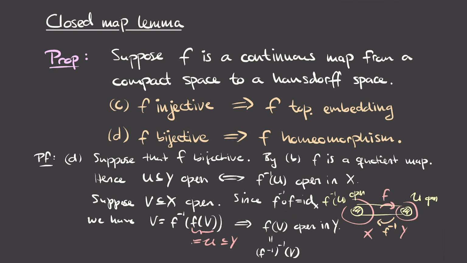Let's recap what we've done. So we started with some open set in X, and then we used the fact that f has a set theoretic inverse together with this property we established above, which follows from the fact that f is a quotient map, to prove that the pre-image under the inverse of that open set is again open. Okay, so all of this together implies that f inverse is continuous, since we started with some open set in its codomain and proved that its pre-image is open in the domain.